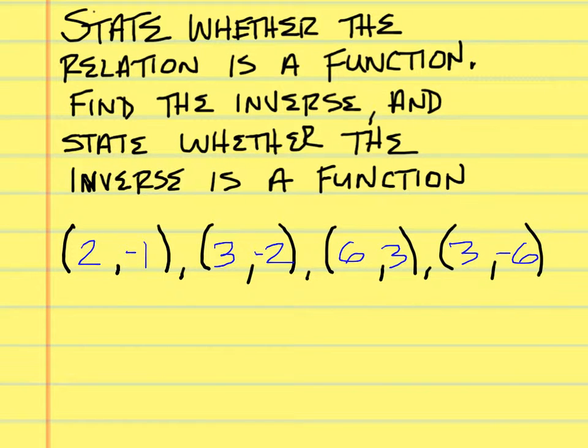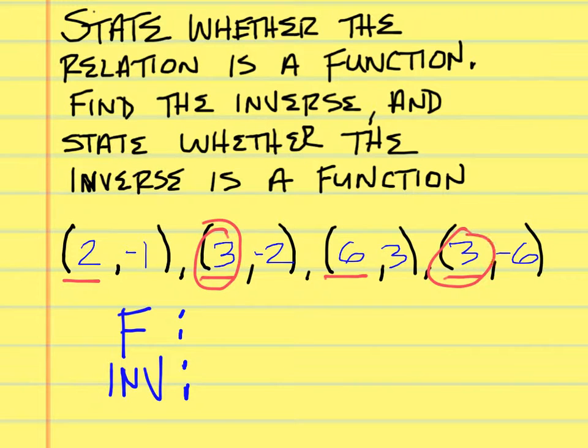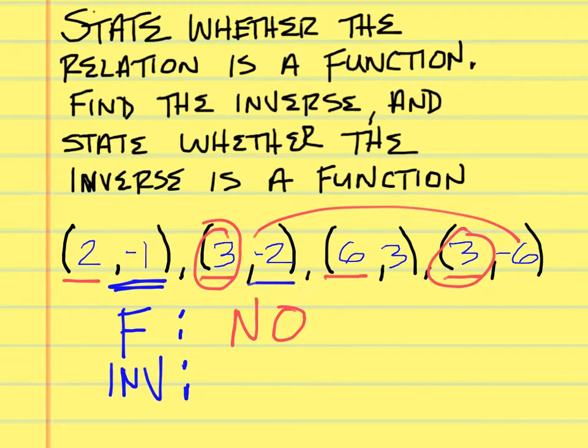Here's some practice. On your paper, all I need to see is your last name with F, yes or no, and INV, yes or no. As it's written, we have a 2, 3, 6, and then a 3. So this and this repeats. These are different numbers, so that is a no. Now let's look at the y values. And we have a -1, -2, 3, and -6. None of those repeat, so it's yes.